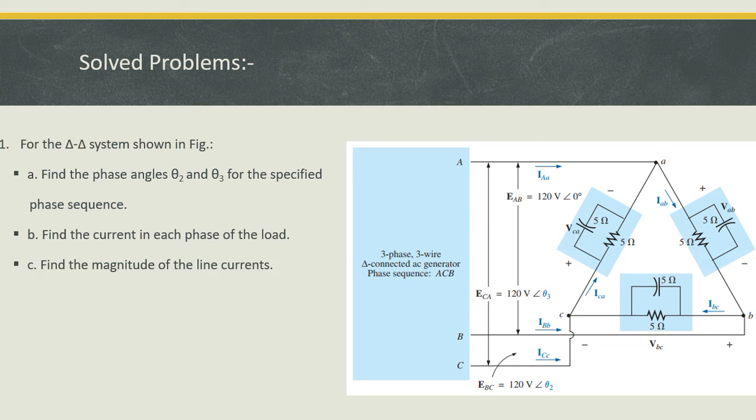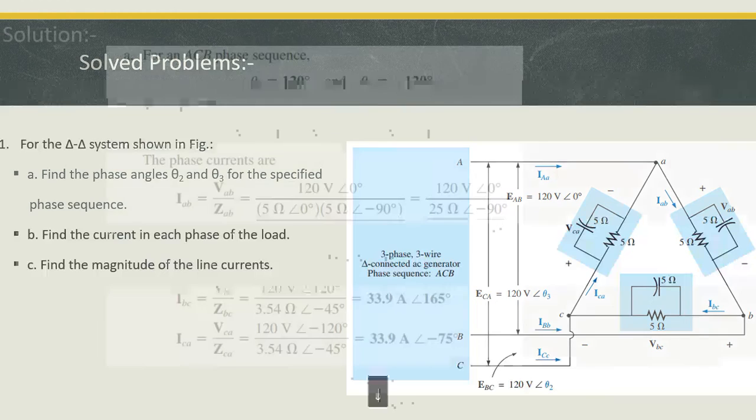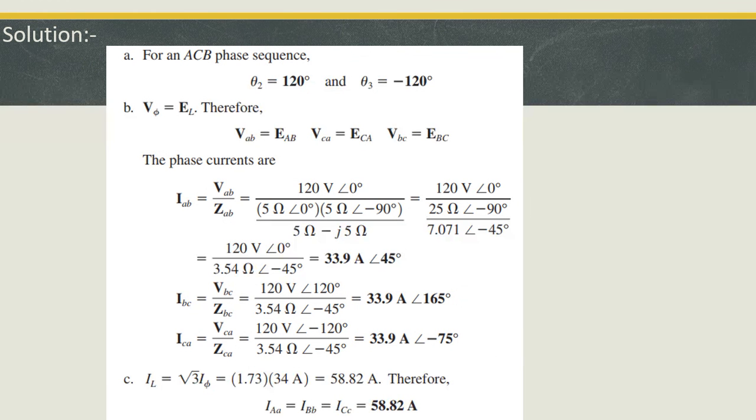Okay, so the impedance in each phase is equal to the combination of 5 ohm resistance in parallel with 5 ohm capacitive reactance. In order to maintain the sequence exactly, the angle of theta 2 is equal to 120 degrees and theta 3 is equal to minus 120 degrees.